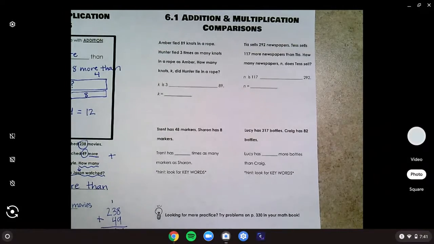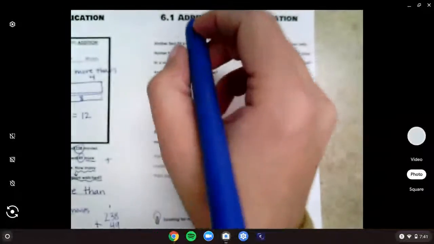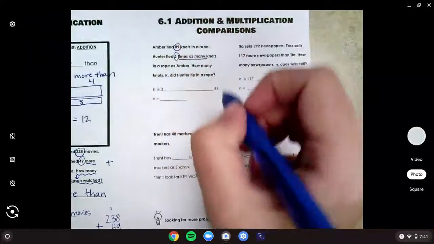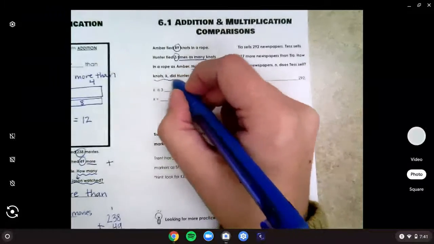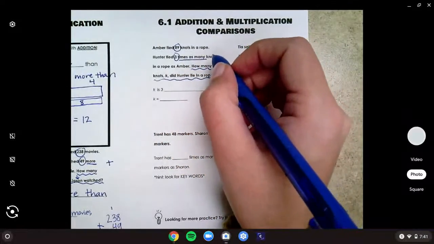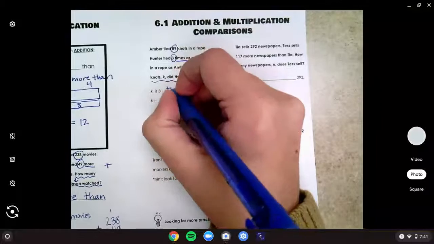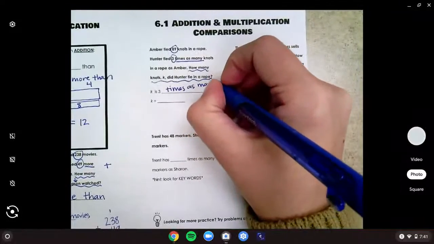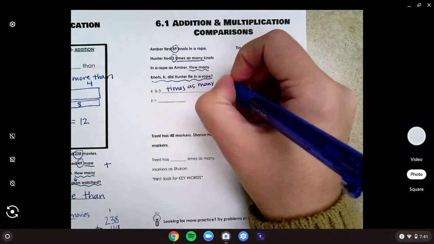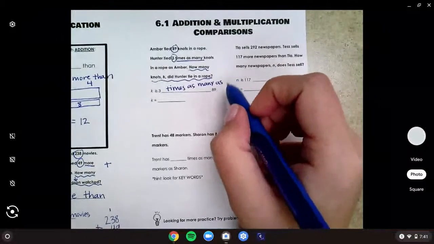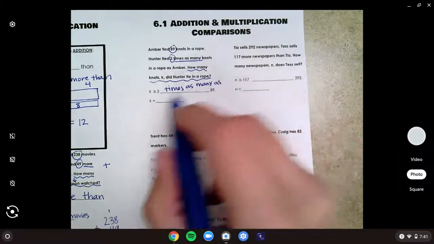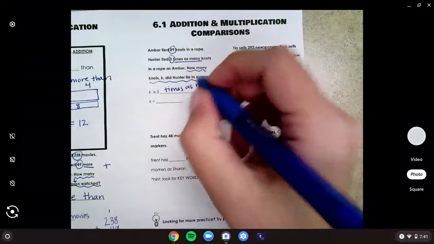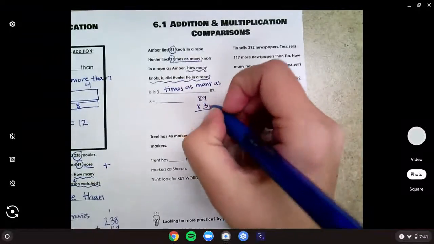All right, so this time we've got Amber. She's got times as many, 89 and 3, and a squiggle line for our question. Well, we know K is 3 times as many as 89. K we have to find, so we have to do 89 times 3.